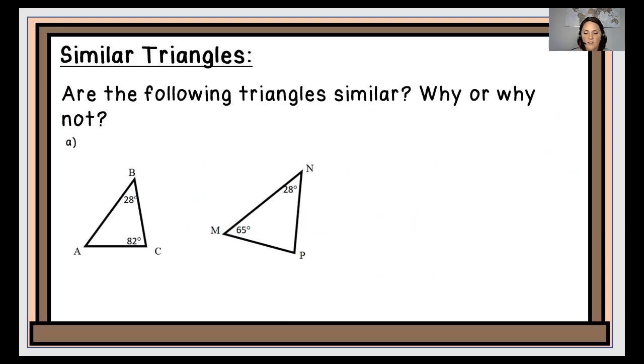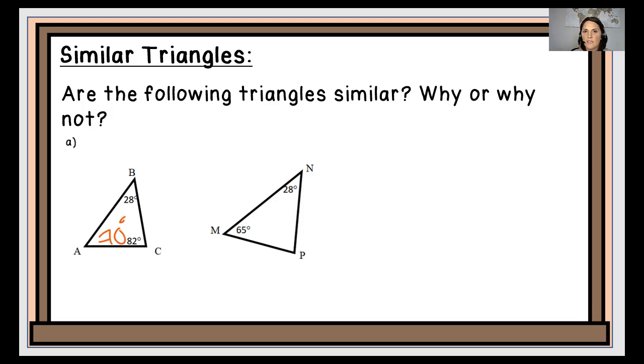The next part, we're going to figure out whether the following triangles are similar, and why or why not. The only thing we're given here are two of the interior angles on each of the triangles. First, I'm going to find the missing angle in each, because I know the interior angles add to 180. So for the first triangle ABC, I'm going to subtract 82 and 28 from 180 and see what angle A is. Go ahead and do that.